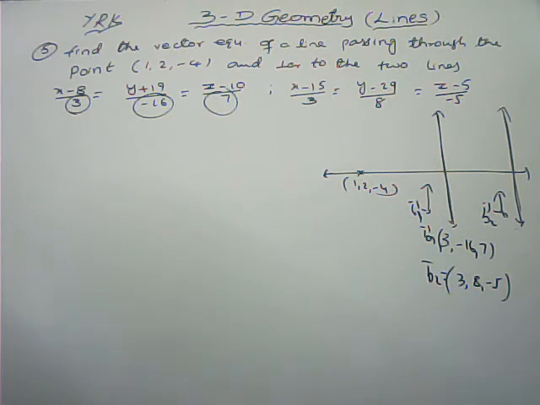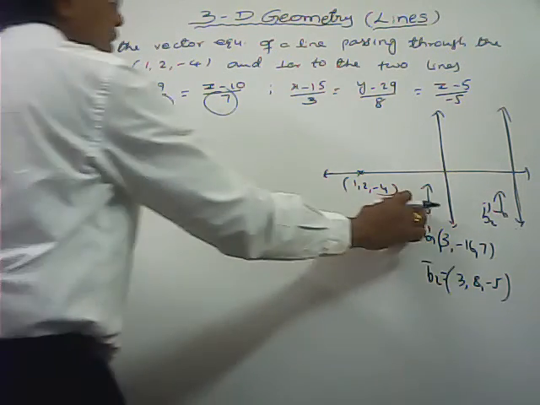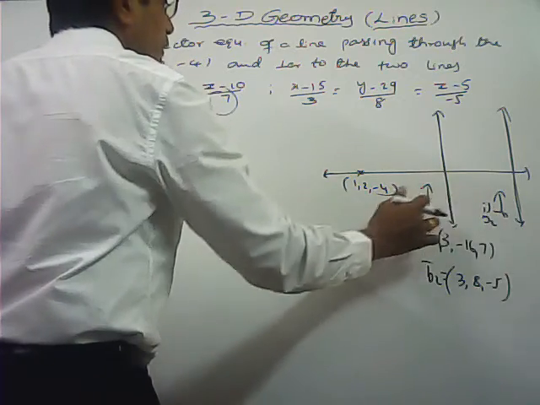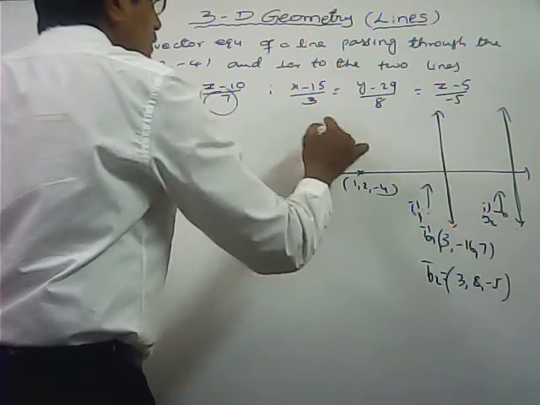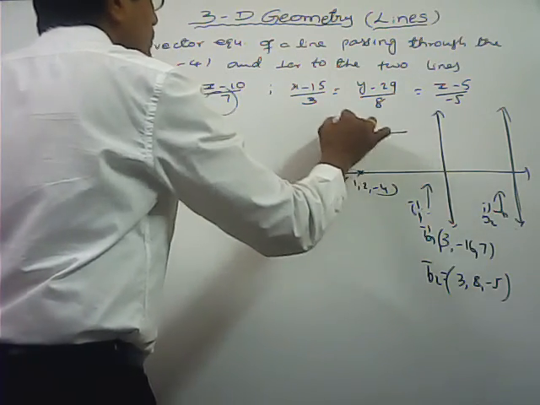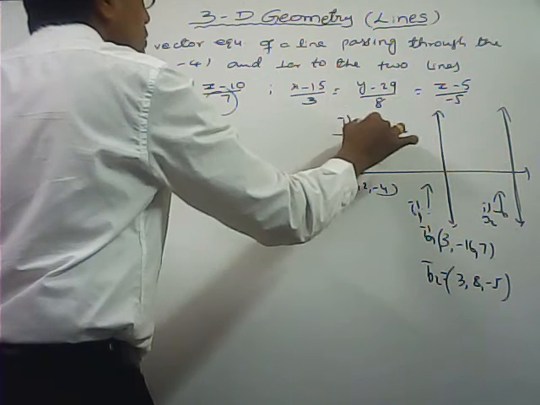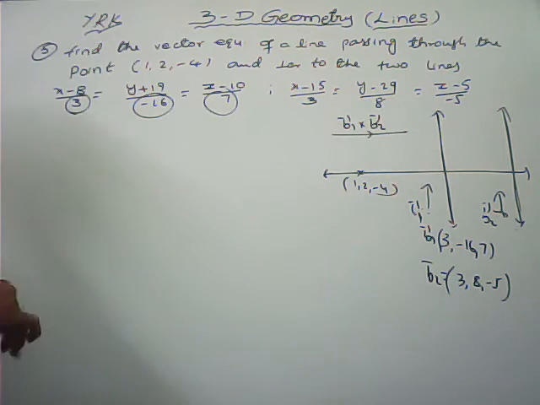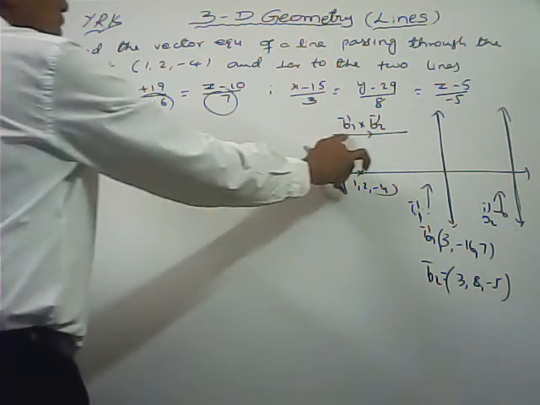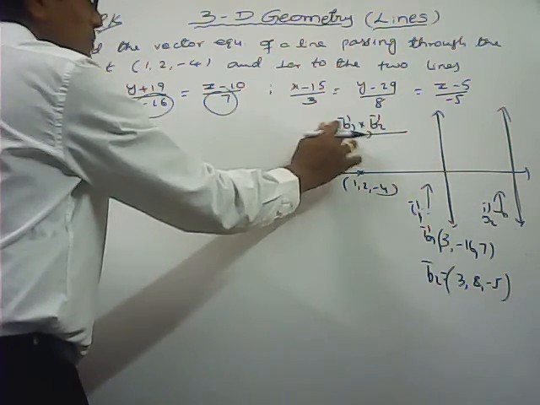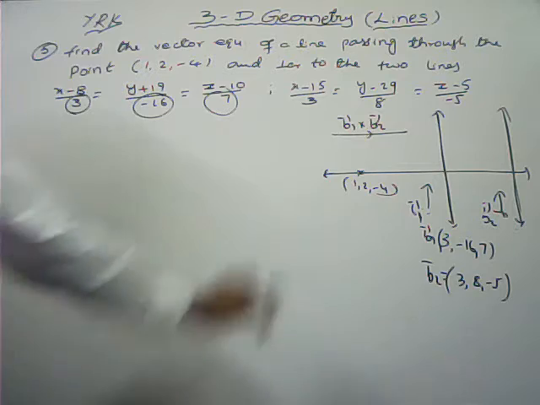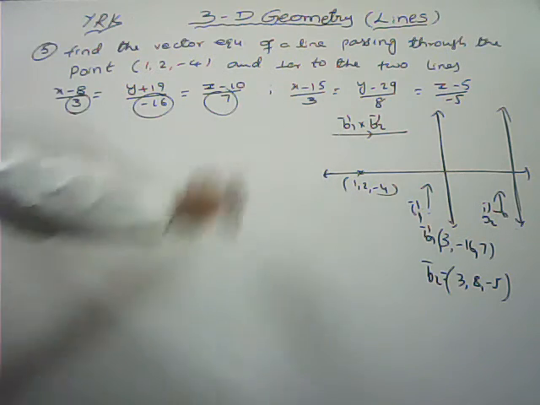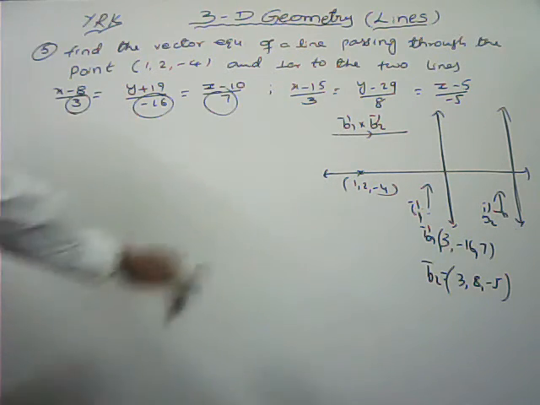What is the vector perpendicular to both b1 bar and b2 bar? The vector perpendicular to both b1 bar and b2 bar is nothing but b1 bar cross b2 bar. Now this is parallel to the given line. So whatever we get from b1 bar cross b2 bar, those are the parallel DRs of this line.